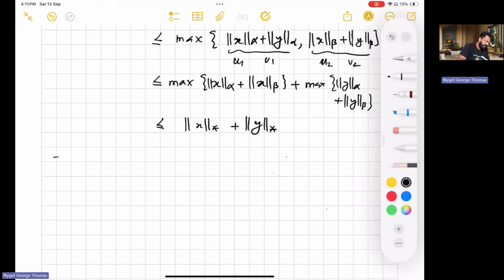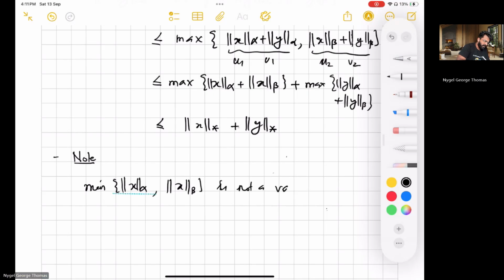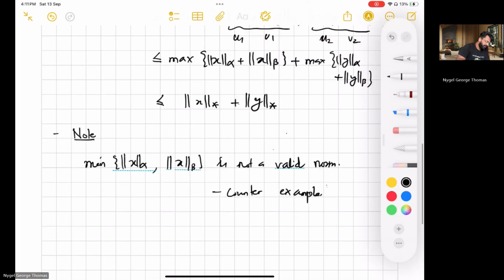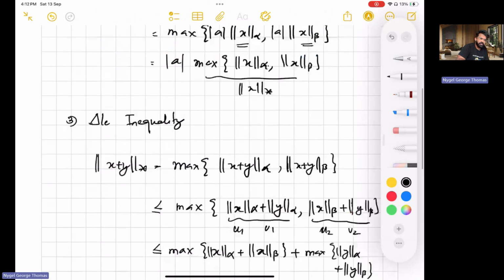One thing to note here is that the minimum of the alpha norm of x and the beta norm of x is not a valid norm. We can easily prove this using a counterexample. Okay, this is the first property which we're looking at.